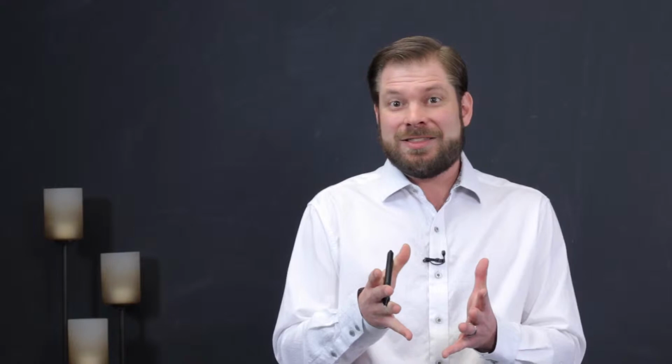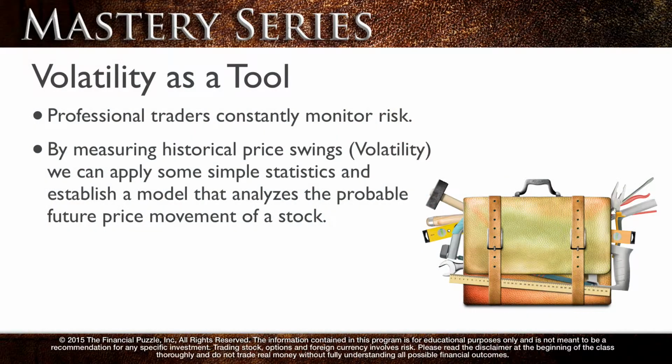If there's a very small chance that there's going to be a large price fluctuation, then the risk is not as great. However, if there's an event coming up like earnings and the price could go wild on us, then we have a lot of risk and we need to make sure we take care and we're mitigating it. So, professional traders constantly monitor risk. And we can do this by measuring the historical volatility, that's a key word, the historical volatility, and applying some simple statistics to it. All right? Then we can establish a model that'll analyze future probability of those same swings.